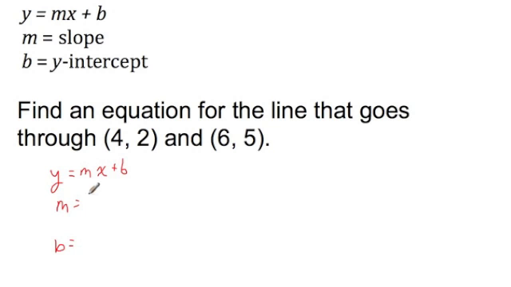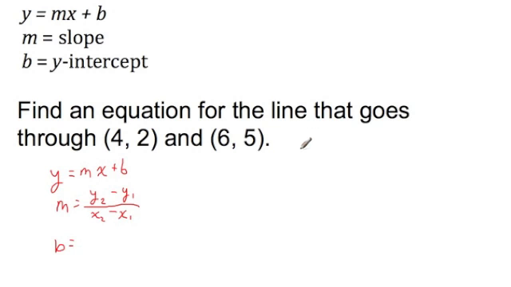Remember, slope is rise over run, and we can find a slope by using the slope formula. Remember that the slope formula is the difference in the y's over the difference in the x's, because it's a change in y over a change in x, and we represent change with subtraction. So this is y2 minus y1 over x2 minus x1.